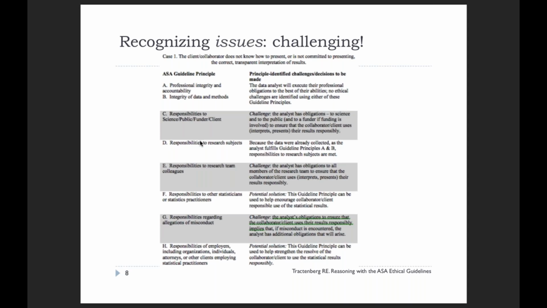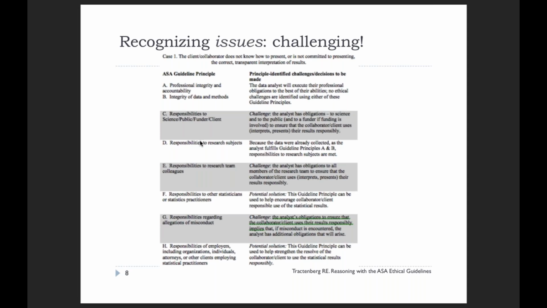In this example, your obligation to maintain professional integrity and accountability, and to preserve and insist on integrity of data and methods, do not inform us about whether or not there's an ethical issue. So we can't use either of those.